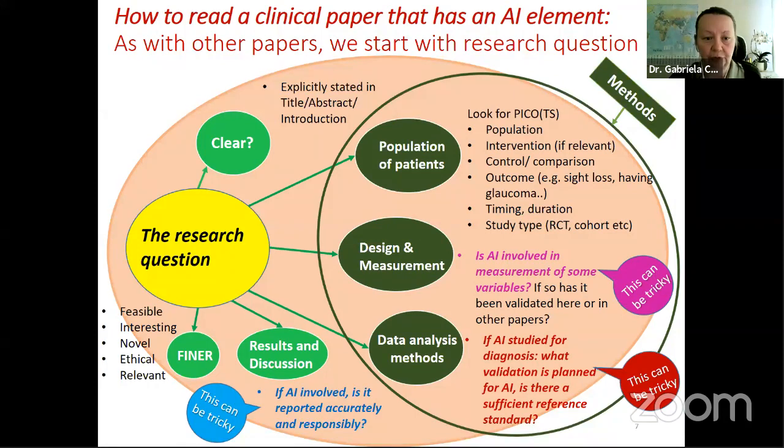And also, very importantly, this last green circle, which asks of the paper that I'm reading: was what it showed feasible to do? Is it interesting for me, for example, interesting for my patients and my practice? Is it novel? Is it ethical, what they did, and is it relevant? But when I read a paper and I stop understanding, I go back to the research question, because that's always the starting point.